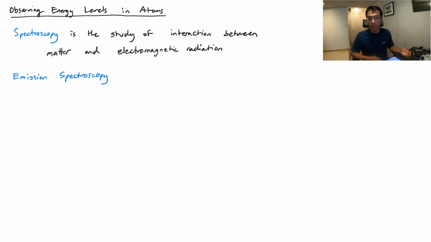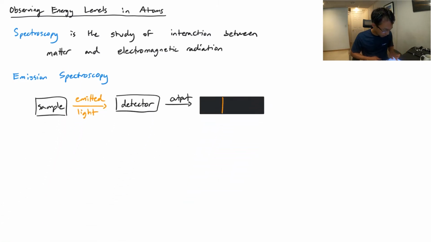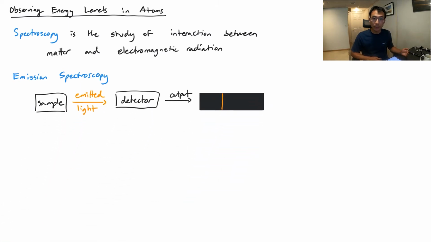One form of spectroscopy is called emission spectroscopy, and it's most helpful to look at exactly what's happening there. The word emission tells you that you're looking at radiation that's being emitted from an object, right? And I have here a schematic of how that might work.